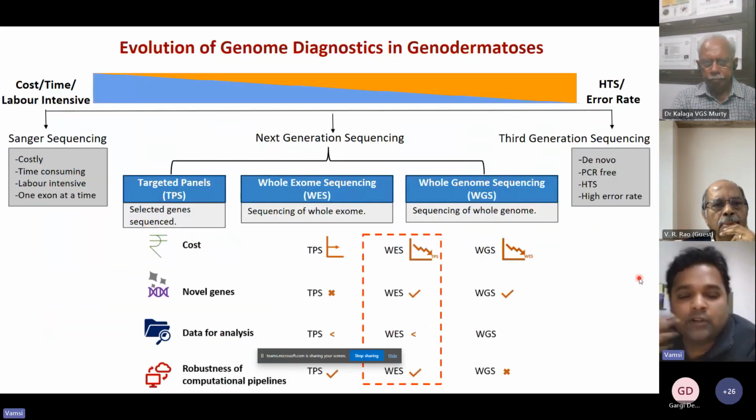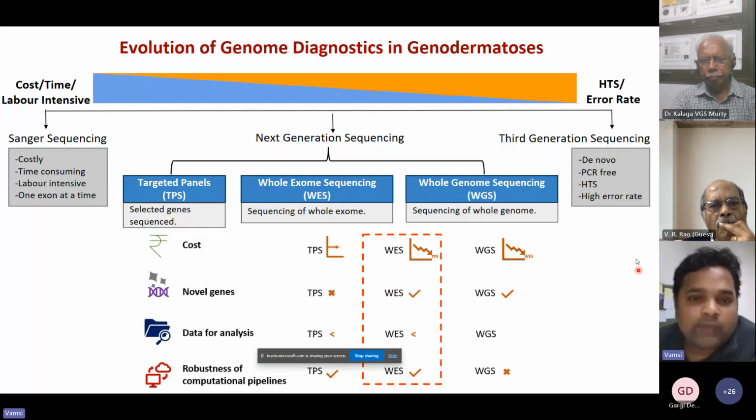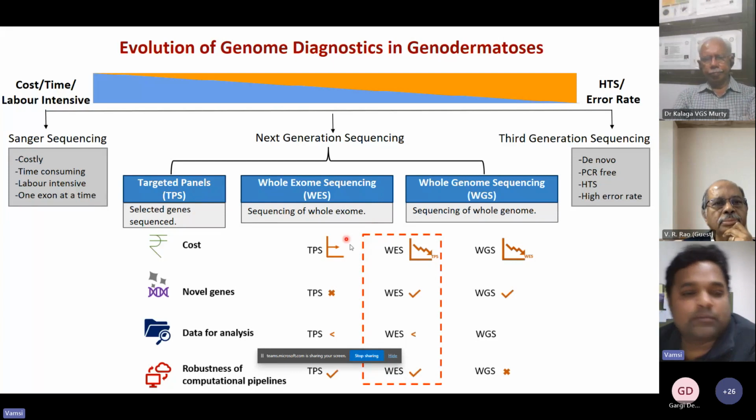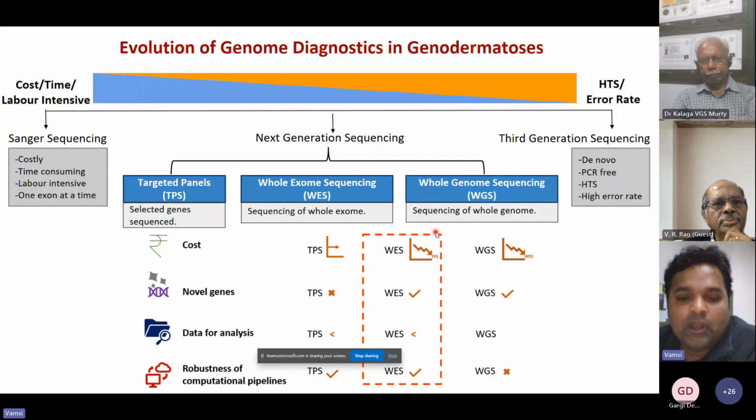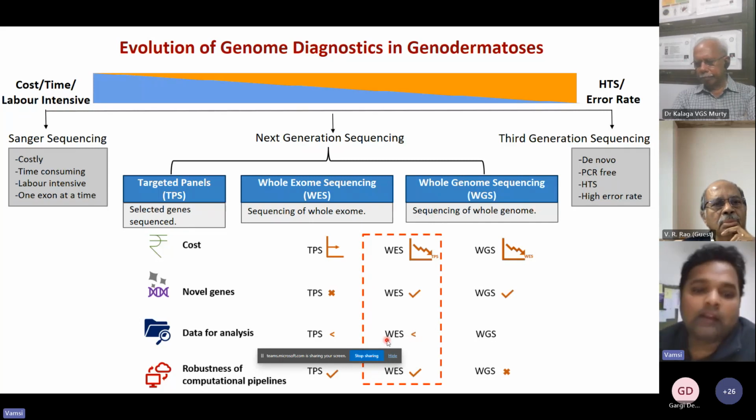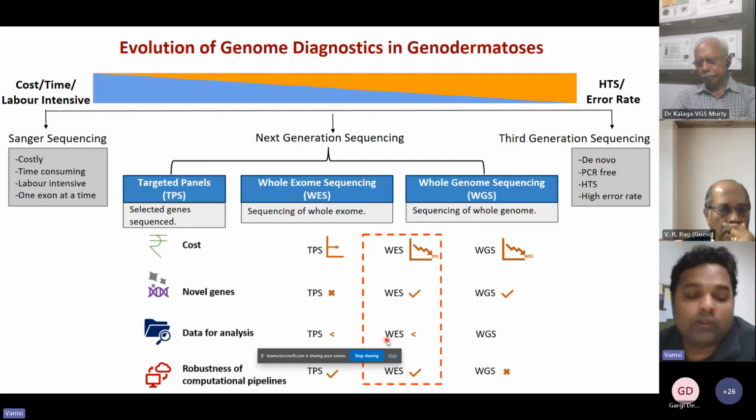Genome diagnostics, especially in genodermatoses or across any genetic skin disease, have evolved from the initial Sanger sequencing to now what we call the third generation sequencing, which is nanopore. Right in the middle is where next generation sequencing has come with targeted panels, whole exome sequencing, and whole genome sequencing. Basically, targeted panels means you will be looking only at a set of genes. Whole exome sequencing is the entire protein coding component, and whole genome sequencing is both the exons as well as the introns. While there are advantages and disadvantages to each approach, whole exome sequencing is currently in the clinical space due to its reducing costs, and its ability to identify novel genes and dissect out novel phenotypes.